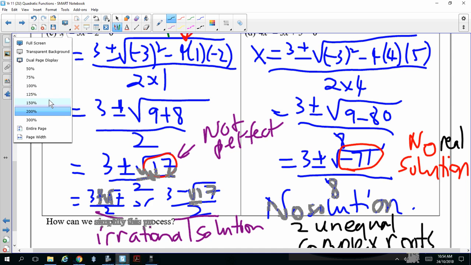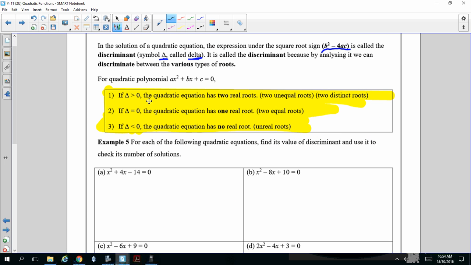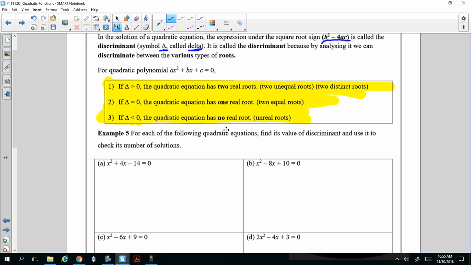So, discriminant positive, 2 unequal roots or 2 distinct roots. It's written here. If the discriminant is 0, we say it's 1 root or 2 equal roots. These terms can be used interchangeably. If the discriminant is less than 0, we say no real roots or 2 unreal roots, or 2 complex roots.